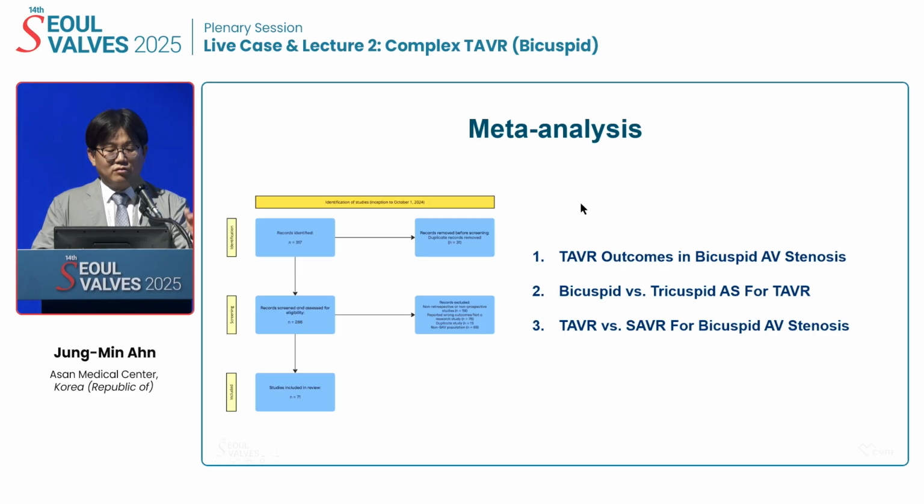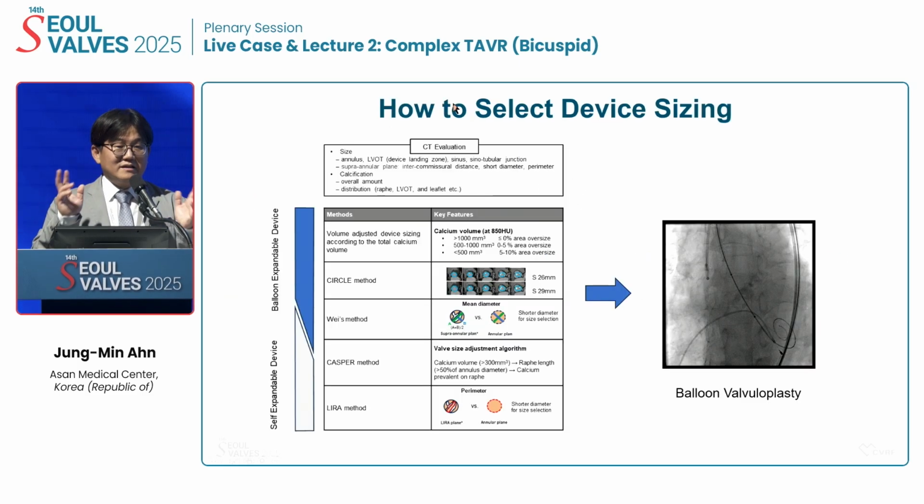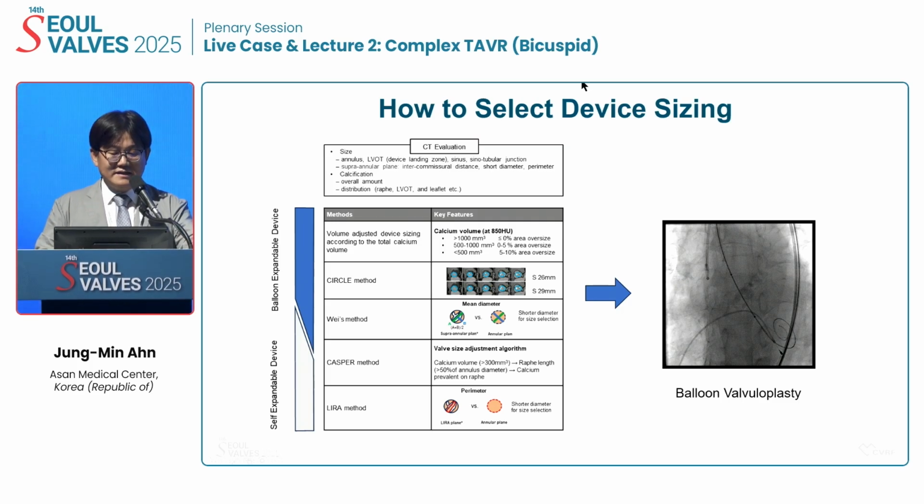So we summarized all the data; we are doing a meta-analysis. There are many sizing algorithms. For SAPIEN-3, the Asan Center's algorithm depends on the calcification volume, and there are other methods: the circle method, the wedge method, CASPER, and the LIRA method. They consider the complexity of aortic valve calcification and calcification in the raphe. According to such anatomy, they suggested the optimal sizing algorithm.